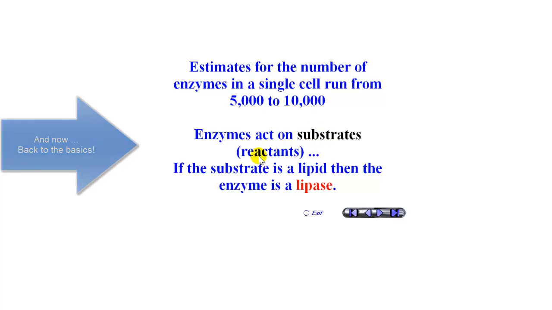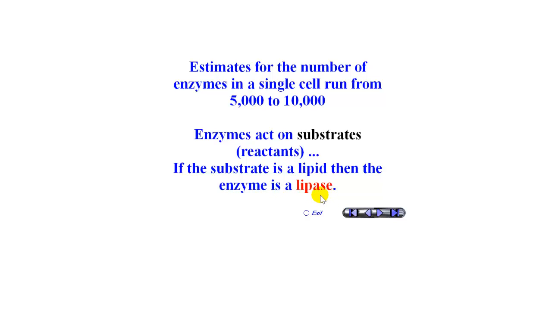Again, see that chart. Enzymes act on substrates. Substrates are what we've always called in chemistry reactants. A plus B gives C plus D. The A plus B are the reactants or the substrates. Just in terms of the terminology here, if the substrate, what's acted on, is a lipid, then the enzyme is called a lipase. And you'll find lipase, an enzyme, in your pancreas.